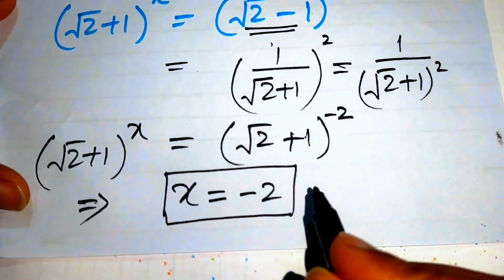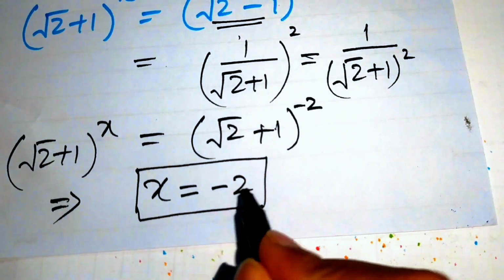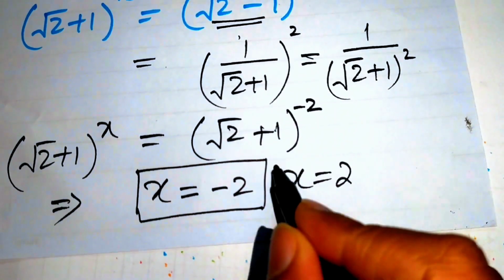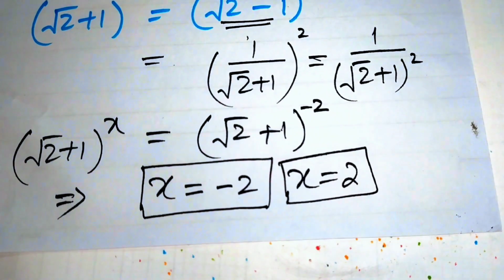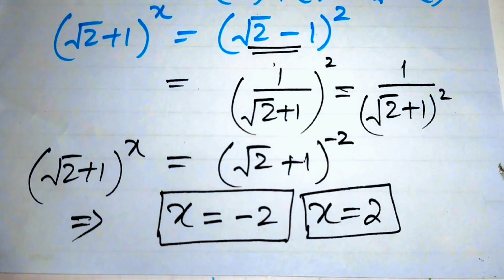So this is our final answer, and the first value of x is -2 and the second value is x equals +2. So these are the two solutions of the given equation, and this is the final answer.